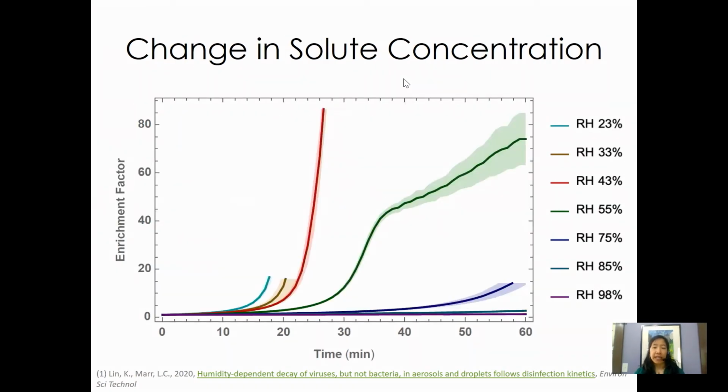Now, because of this dynamic change in volume, we see a dynamic change in our solute concentrations, where at very high relative humidity, the evaporation is slow, and so there's going to be a small change in concentrations of our solutes. But at low relative humidity, we can have complete evaporation quickly, and then this line goes vertical, where the enrichment factor, the number of times that the solutes become concentrated, basically goes infinite, but it dries out, so then it's no longer relevant if it fully dries out.